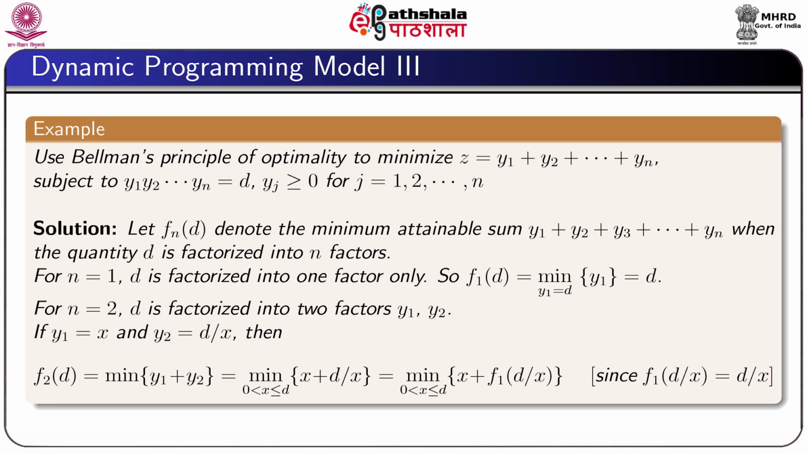For n equal to 2, d is factorized into two factors y1 and y2. So, if you assume y1 equal to x and y2 equal to d by x, then f2 d equal to minimum of y1 plus y2, which is equal to minimum of x plus d by x, where 0 less than x less than or equal to d, and this can be written as minimum of x plus f1 d by x, since f1 d by x equal to d by x.